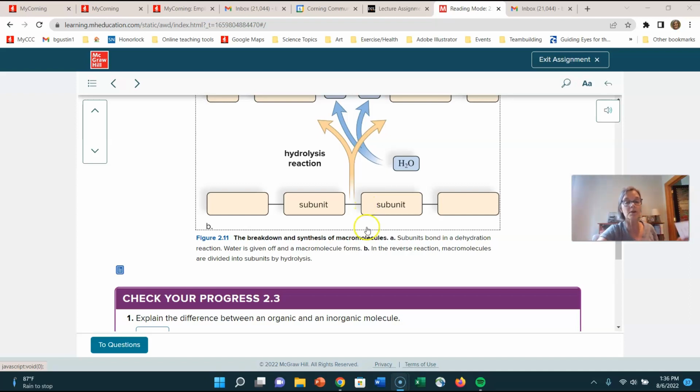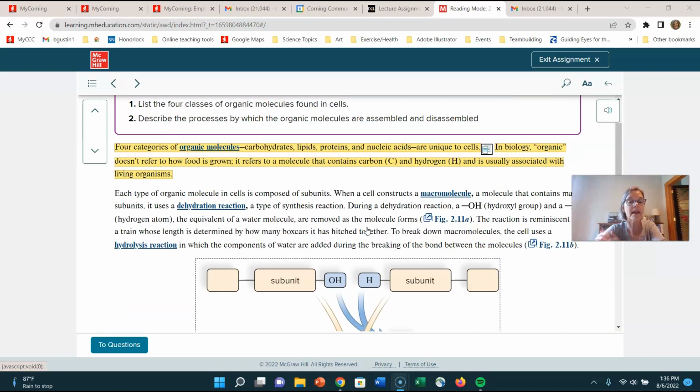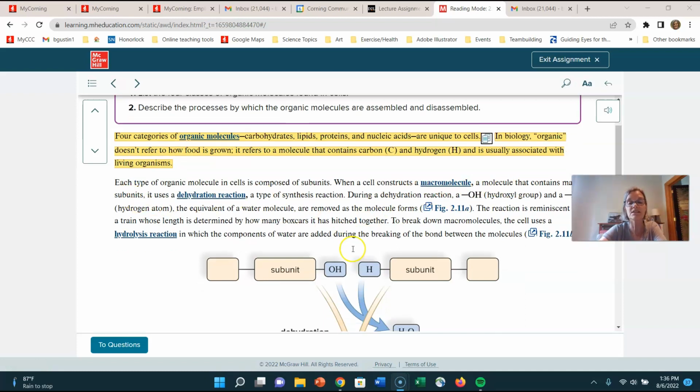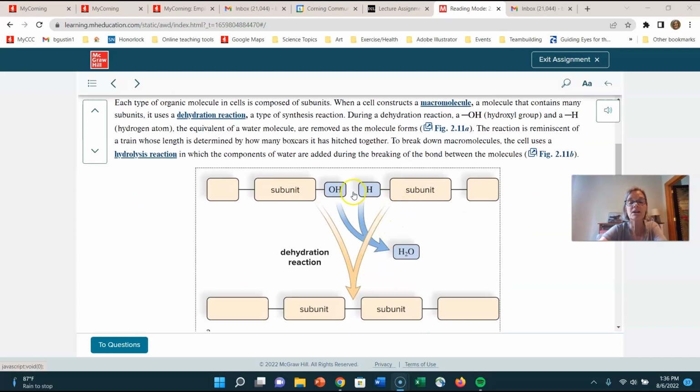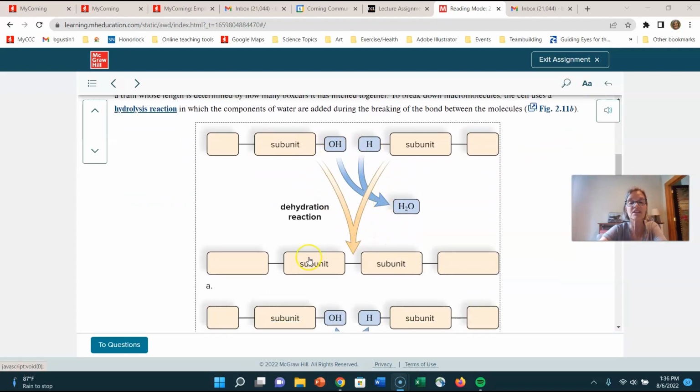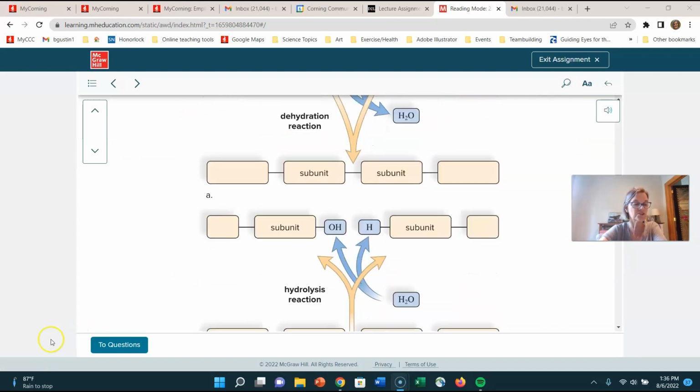If you go check out the vocabulary on your study guide, we didn't cover the word macromolecule. And here you go. When a cell constructs a macromolecule, a molecule may contain many subunits. So we have to do dehydration reactions to create macromolecules, bigger molecules. And that's it for section 2.3.